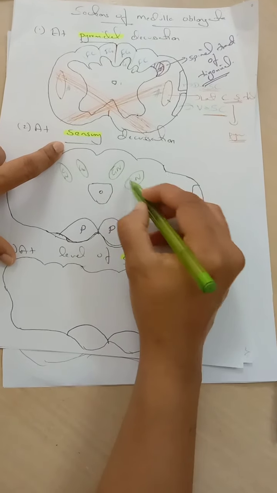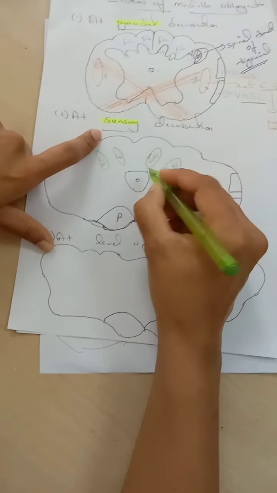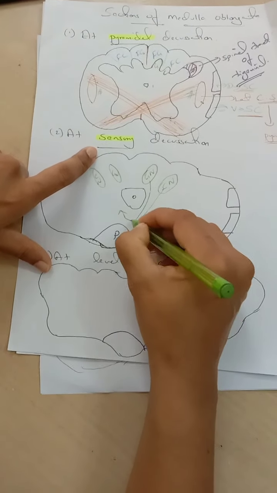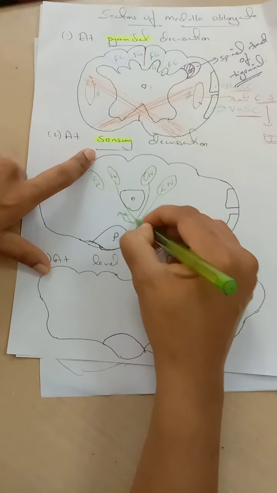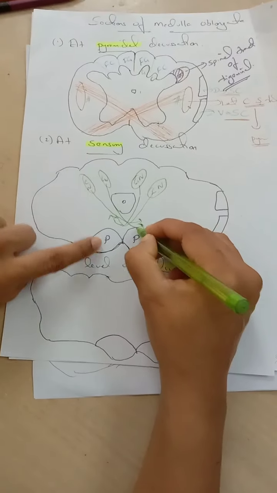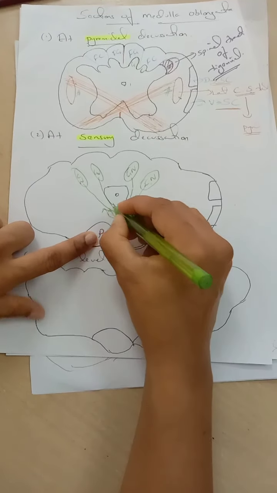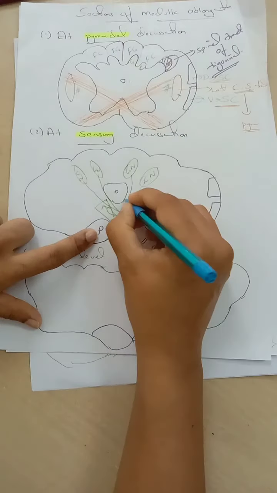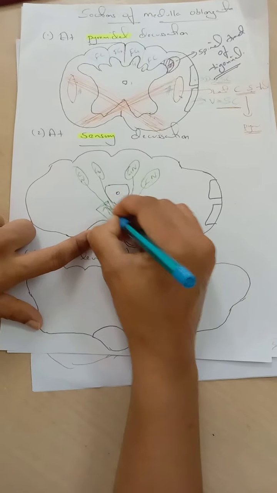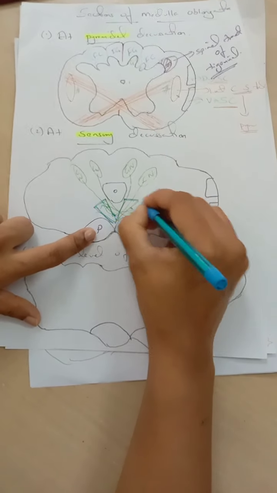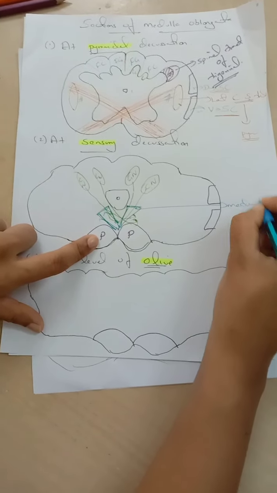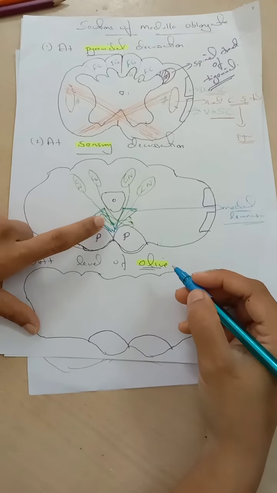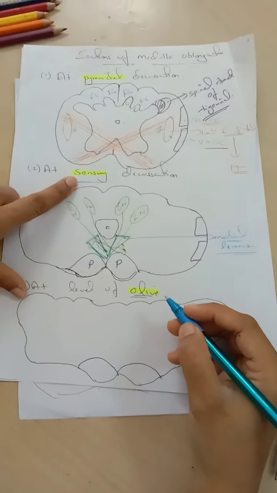Now the second order neurons from these nuclei, what will they do? They will decussate to the opposite side like this. Lower limb fibers will be more anterior, upper limb fibers will be more posterior, to form a structure called, what is this structure? This is our medial lemniscus. So this is what you have understood about sensory decussation.